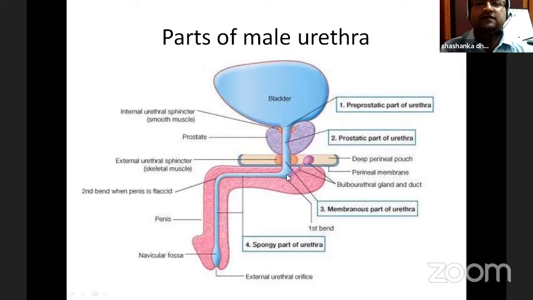After this, there is the bulbar part. So the bulbourethral duct opens in the bulbar part. And there's a bend here. This is the first bend of the urethra, which is in the bulbar urethra. And this continues into the penile urethra. There's a second bend here when the penis is flaccid. So this is basically the idea. There's a distal expansion of the urethra just before the meatus in the submeatal region. This is known as the navicular fossa.